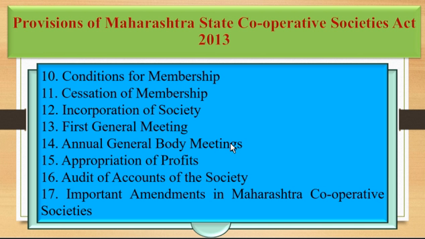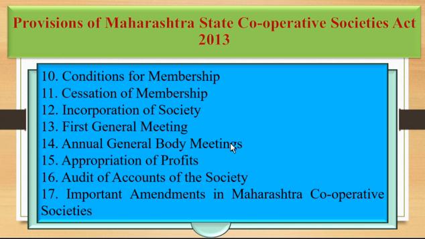Then next is cessation of membership. In that, the person shall cease to be a member of the society on his resignation from membership of the society having been accepted by the committee, on transfer of all his shares and interest in the capital property of the society, on his death, or on his expulsion from the membership of the society.